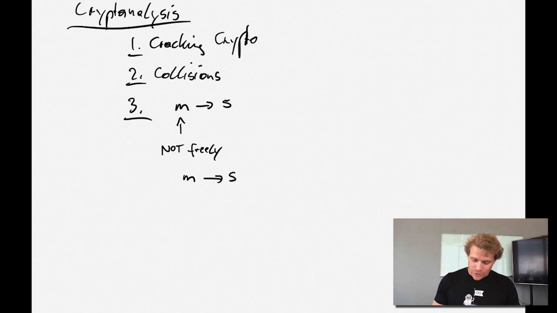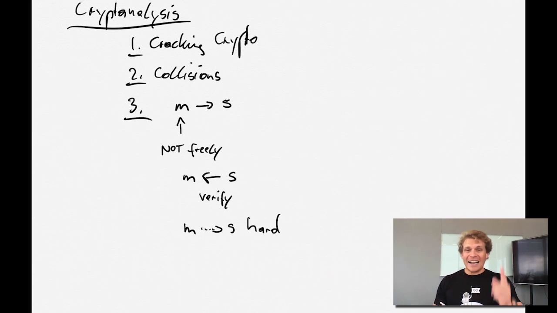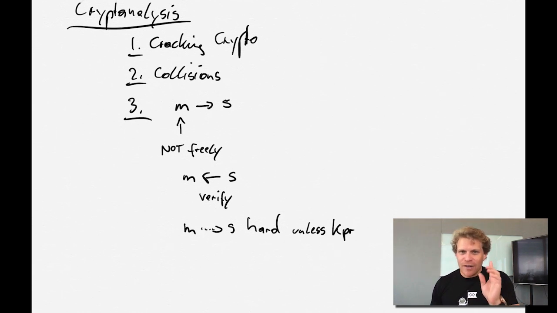This way, sorry, I need to draw the arrow the other way. Going from a signature to the message can be easy to verify. So this is very, very easy to verify. But going from the message to the signature is really hard unless you actually know the private key. And this is very, very important.